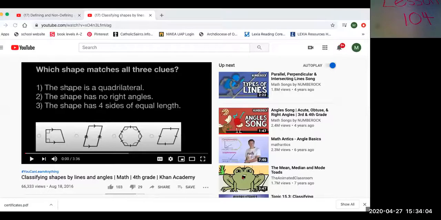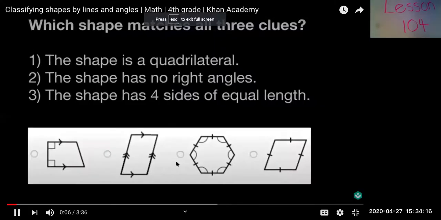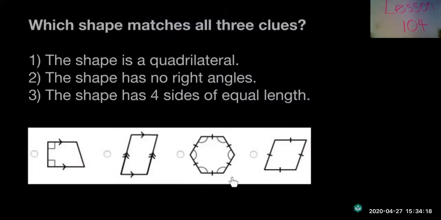Let me share my screen. Which shape matches all three clues? So here we have three clues, and we want to see which shape down below matches all three of these statements. So let's start with the first clue. The first clue says the shape is a quadrilateral, quad meaning four-sided.